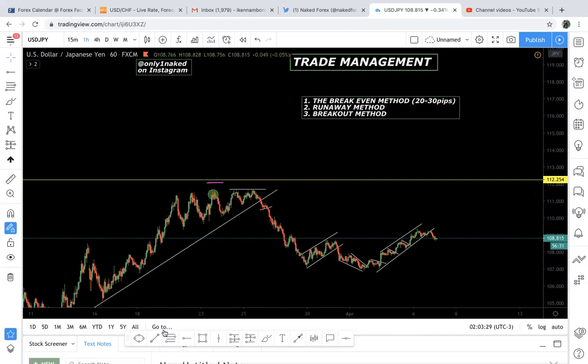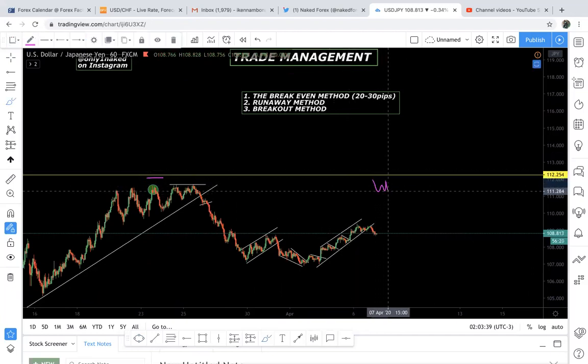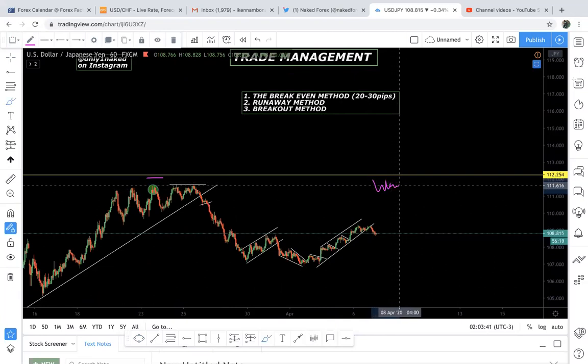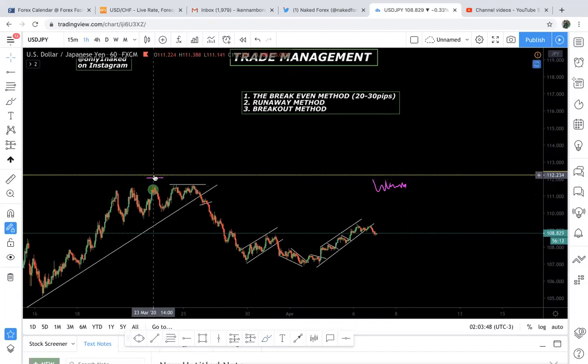And then you see price starting to do nothing, moving sideways. The more price tends to consolidate, it can just break out anywhere, either to the upside or the downside. You entered already and price starts to do nothing. Now, the runaway method is more like this. Initially, what are you doing? You are risking 30 pips.